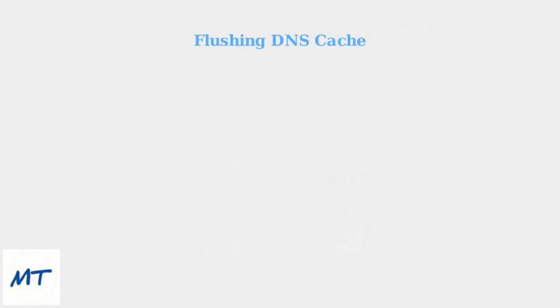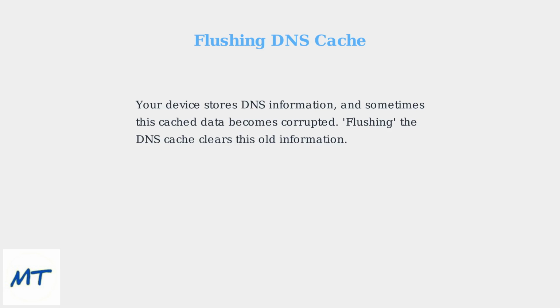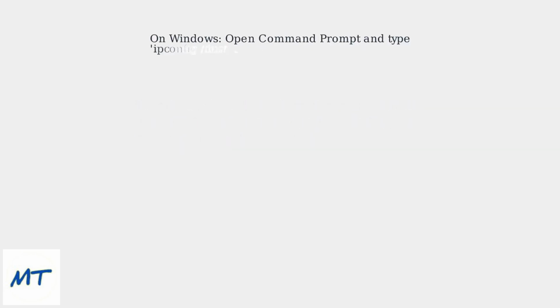Your device stores DNS information, and sometimes this cached data becomes corrupted. Flushing the DNS cache clears this old information. The process differs by device. On Windows, open Command Prompt and type ipconfig /flushdns. On other devices, you may need to restart the network connection or consult the device's manual.